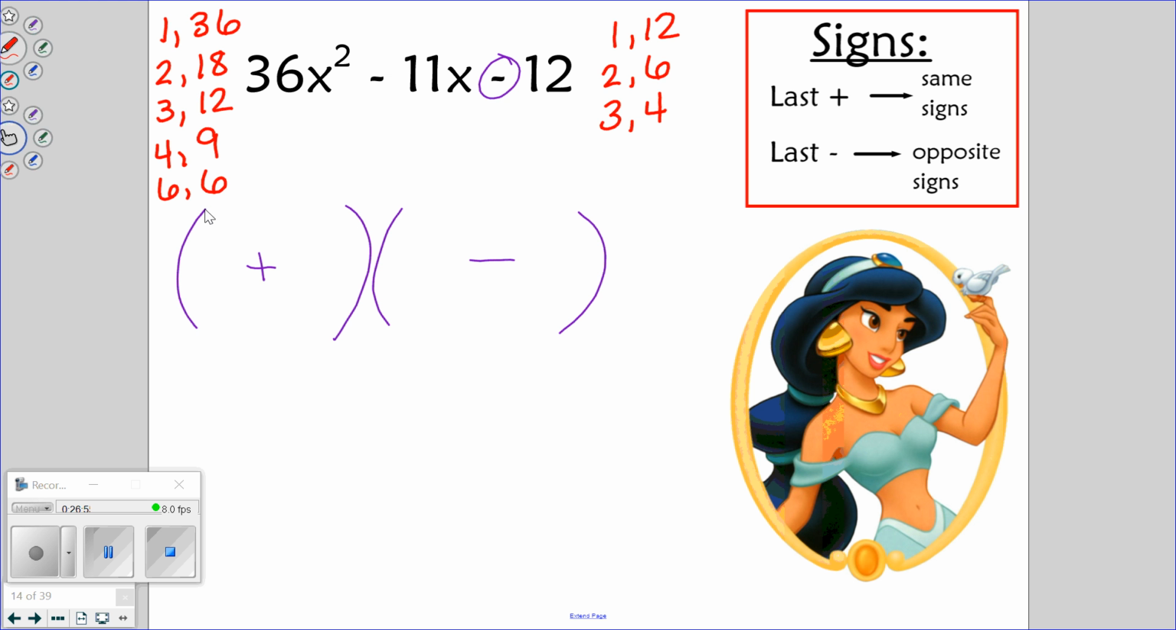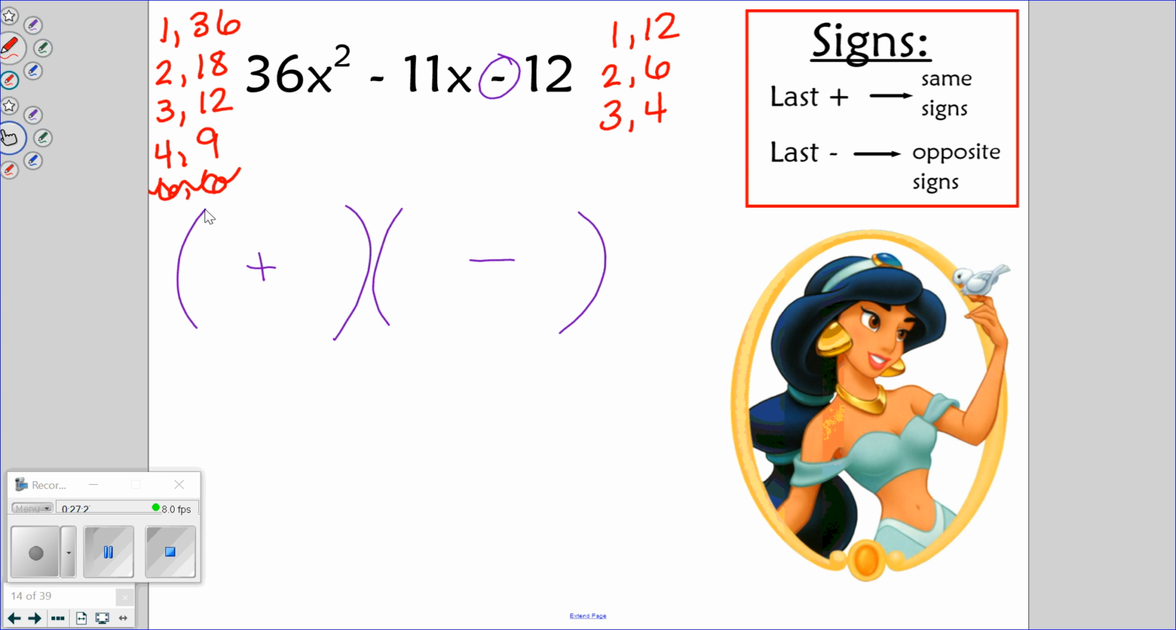Do you know why I can eliminate? Remember that little trick I showed you? Is there a GCF in the whole problem to start with? No number goes into 36, 11, and 12. So if I'm putting things in my parentheses, there should be no GCF in those either. So if I pick 6 and 6, those are both even numbers, right? Is there always an even number grouped over there? I know that can never happen because they divide by 2. So I know this is not a good option.